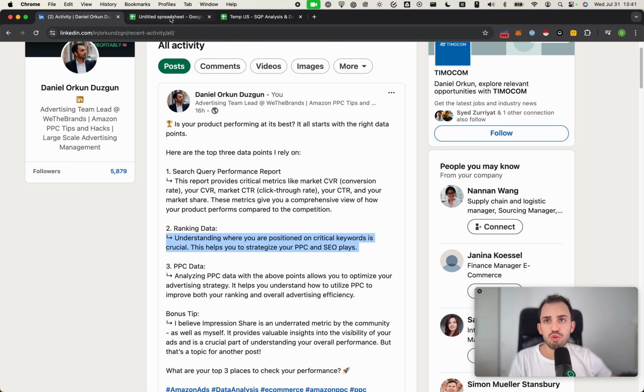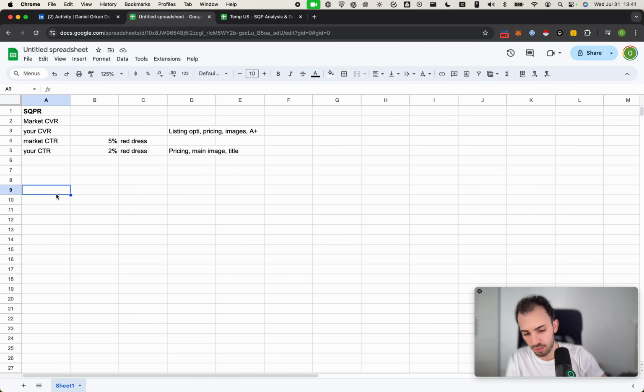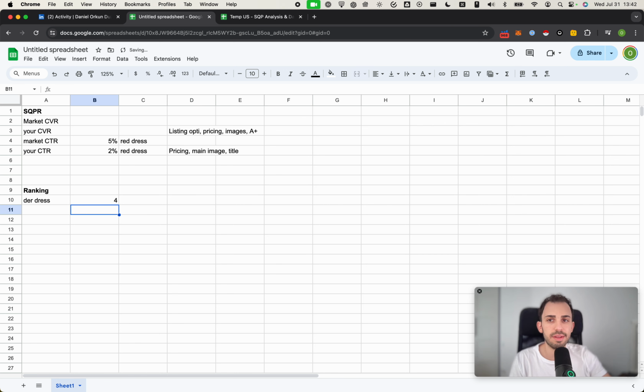This is super crucial to understand. Let's call it ranking. For the ranking, you want to see it for each keyword. Again, let's say we have the red dress. I want to see where I'm organically ranked, let's say number 4. And I want to see if increasing or decreasing my advertising is actually moving the needle here.